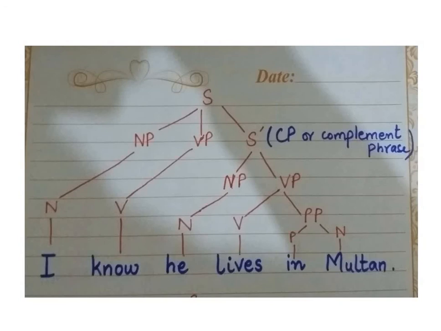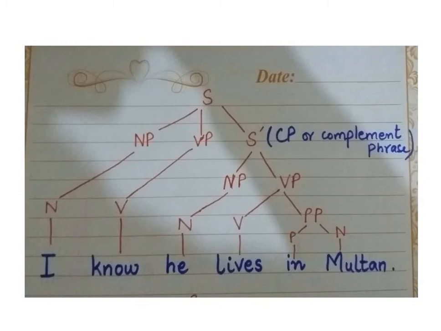Then we have those types of sentences where we have two sentences together. I know he lives in Multan. So there are two verbs. So how are we going to handle it? We are going to take a sentence. Then a sentence is noun phrase and verb phrase. That is "I know", a noun and a verb. Then for "he lives in Multan", we have again the division of the noun phrase and verb phrase.